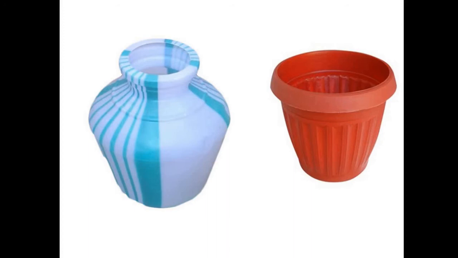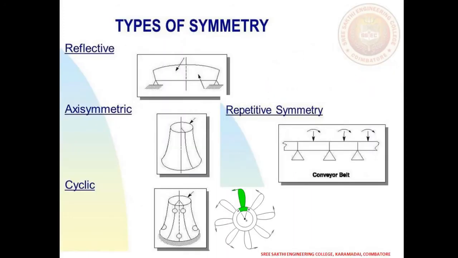Next, you are going to see the types of symmetry. First, reflective. This is the axis; you draw this type of object, and it is reflected like this. In software, you can use the mirror option to get the reflection. The next one is axisymmetry. The part is symmetrical about an axis. I already explained this in the previous slide.